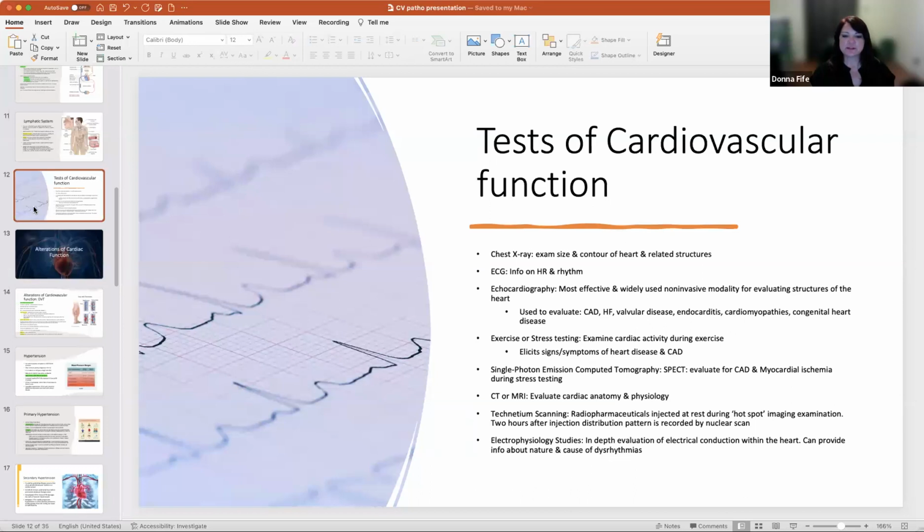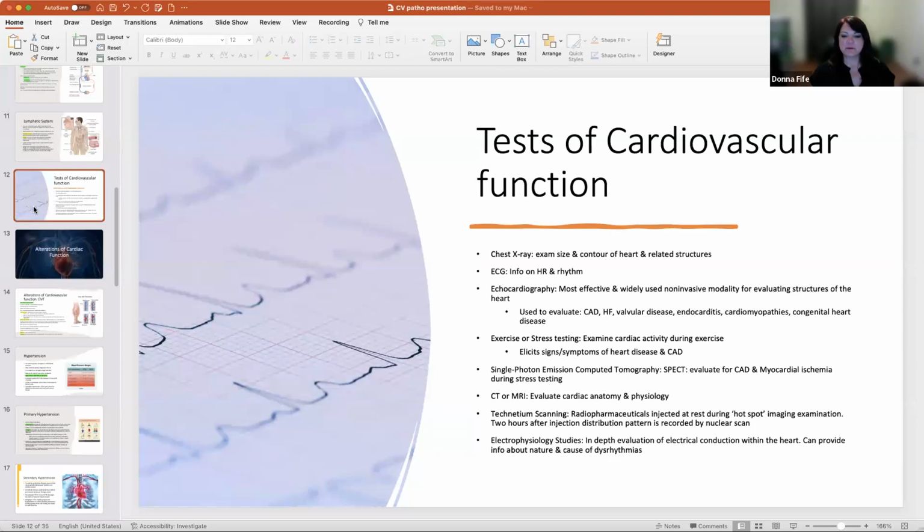Exercise or stress testing, or examining the cardiac activity during exercise. And this elicits signs and symptoms of heart disease and coronary artery disease. Single photon emission computed tomography, or SPECT. This is to evaluate for coronary artery disease and myocardial ischemia during stress testing. A CAT scan or MRI can be done to evaluate cardiac anatomy and physiology.